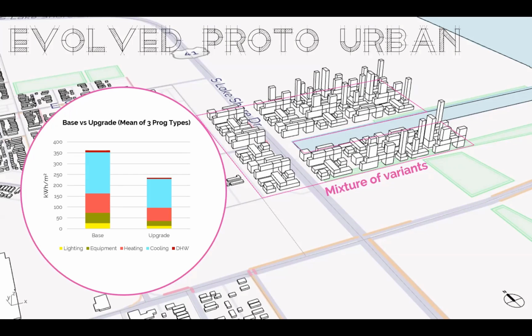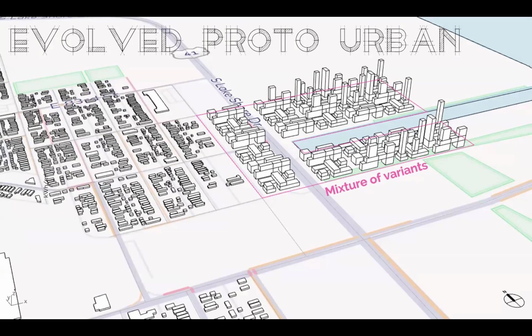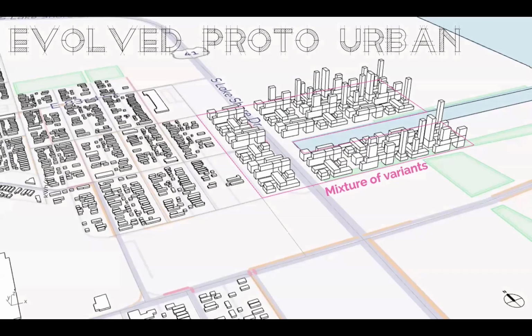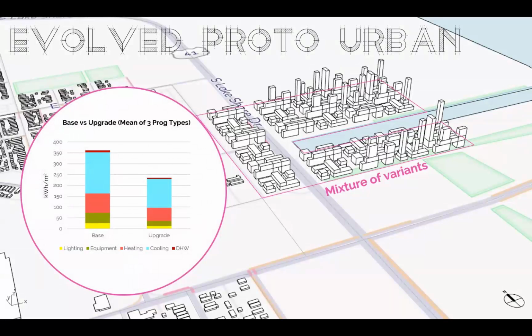If you go to the previous slide, by doing the parametric analysis of SDA versus EUI, we were able to find a sweet spot where the EUI is still pretty low, but we get a high SDA, and that's how we arrived at 60% window-to-wall ratio. And next slide, please.